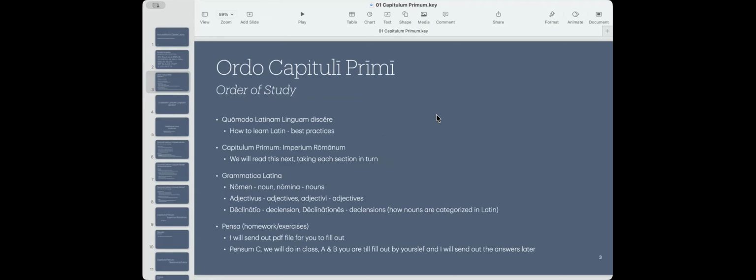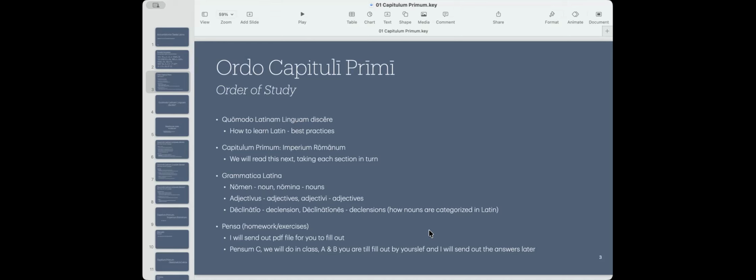Ordo Capituli Primi, or the order of study. We're going to do this pretty much the same every chapter, okay? I do have one topic I want to talk about, and that's how to learn Latin, best practices, or in Latin, quomodo Latinam linguam discere.